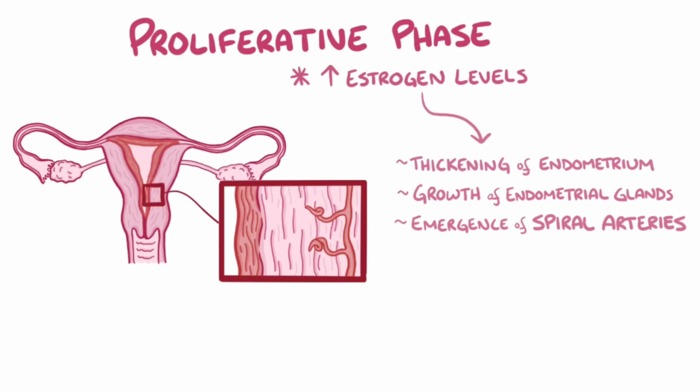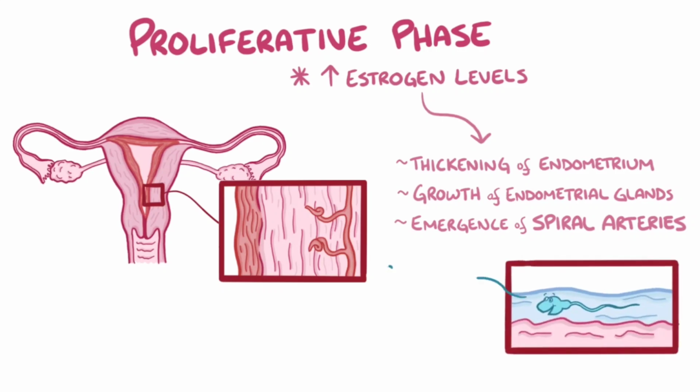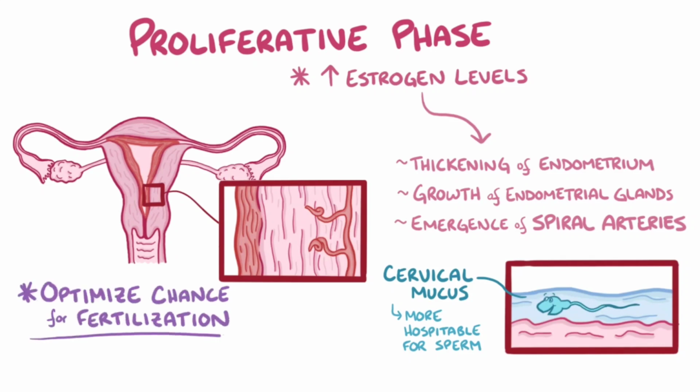Rising estrogen levels also help change the consistency of the cervical mucus, making it more hospitable to incoming sperm. The combined effects of this spike in estrogen on the uterus and cervix help to optimize the chance of fertilization, which is highest between day 11 and day 15 of an average 28-day cycle.